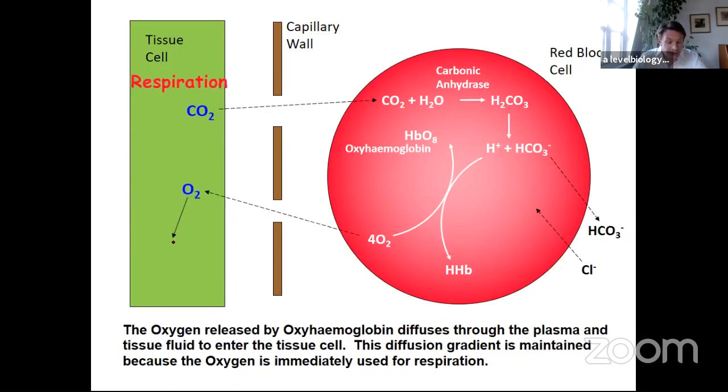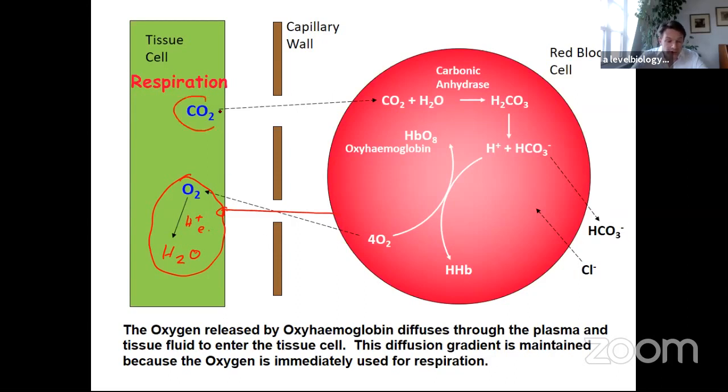The oxygen then diffuses into the tissues and diffuses into the mitochondria, to the inner mitochondrial membrane, where it joins with hydrogen ions and electrons and forms water, because it's the final electron acceptor in the electron transport chain in the mitochondria. Because the oxygen is being consumed, this maintains the concentration gradient going into the tissues, because it's being used for respiration.